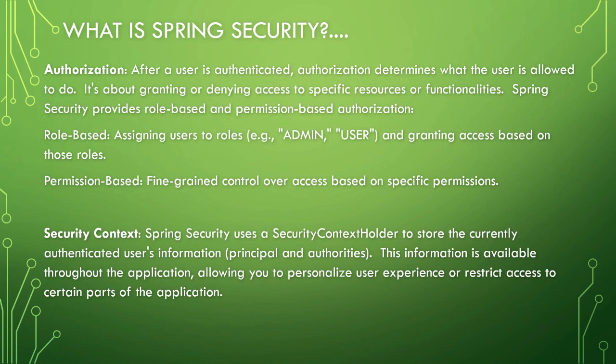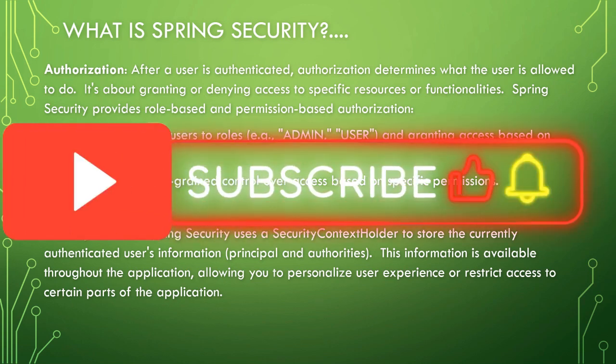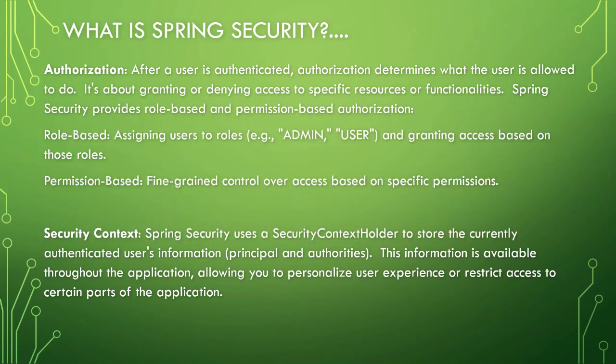The next component inside Spring Security is authorization. After you have authenticated the user, the next step is determining what that user is allowed to do. The first step was who the user is, and the second step is what he can access. Granting and denying specific resources or functionality is taken care of here.